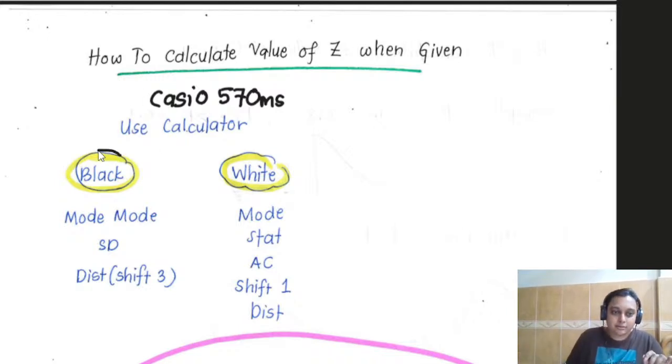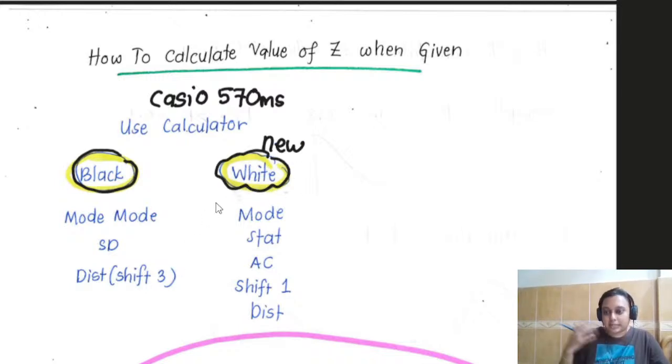Okay, the black one, the atur cara, the way how to find: Mode SD, DIST is distribution. Okay, distribution. Shift 3. Okay, for the white one, or this one teacher call as the new calculator, yang baru punya.